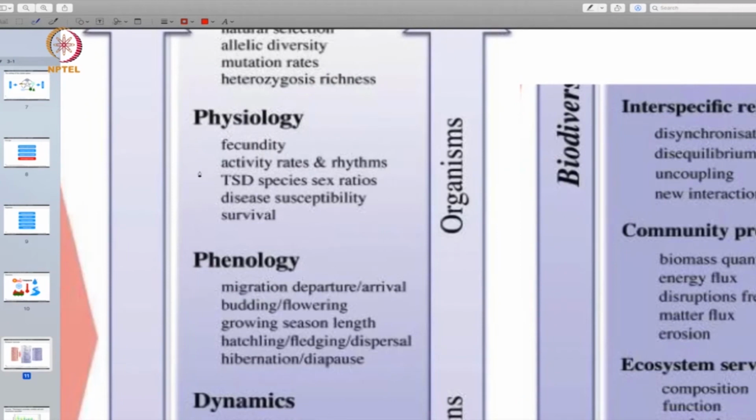Organisms are changing their activity rates and rhythms. Those organisms that earlier used to move in the noon period, they are now avoiding the noon period because it's too hot. There are changes in the species sex ratios, changes in disease susceptibility, especially because of a changed climate. Now the organism is not that fit. And when the immune system is down, when the organism is not that fit, it can very easily fall prey to diseases, which is resulting in changes in the survival of organisms.